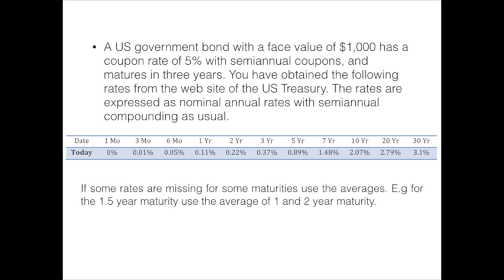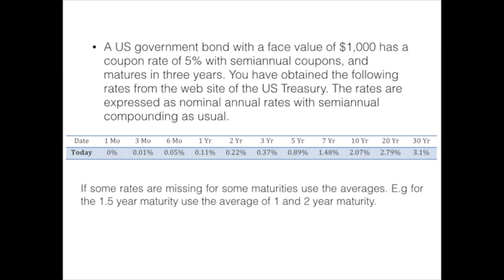Now we come to the problem where you need to calculate bond prices. And the problem goes like this. A US government bond with a face value of $1,000 has a coupon rate of 5% with semi-annual coupons and matures in 3 years. You have obtained the following rates from the website of the US Treasury. The rates are expressed as nominal annual rates with semi-annual compounding as usual.